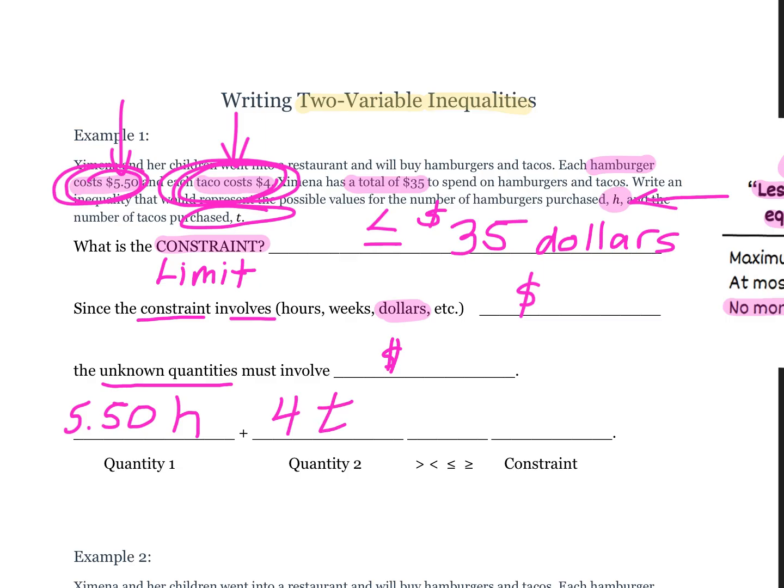And then I'm just going to bring my inequality symbol, my less than or equal to, and my constraint down. So my finally written inequality is going to be $5.50H plus, I'll make that plus a little bigger here for you to see, 4T, $4 per taco, is less than or equal to 35. And we're done with example number 1.